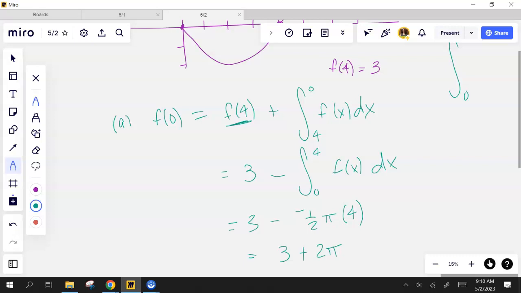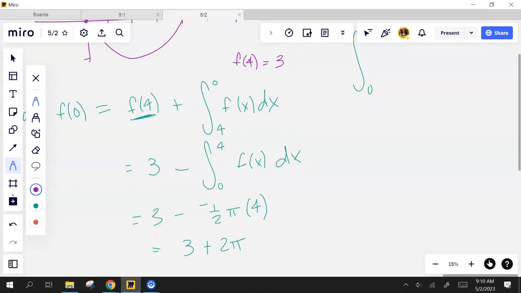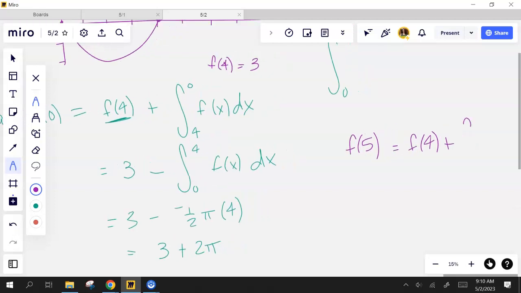All right. f of 5. Again, same process. This is just testing that fundamental theorem. If you use the same thought process that you used for f of 0, use it for f of 5. I'm going to do f of 4 plus what? What's my integral going to run from? I want the 4's to cancel out and leave me with 5, so I'm going to put a 4 here. Does that make sense? Do you see how we're doing that?